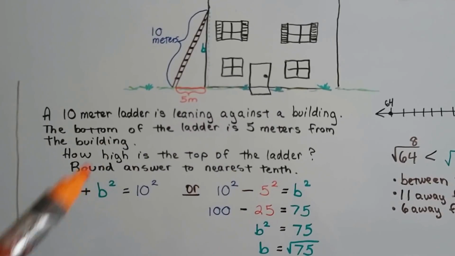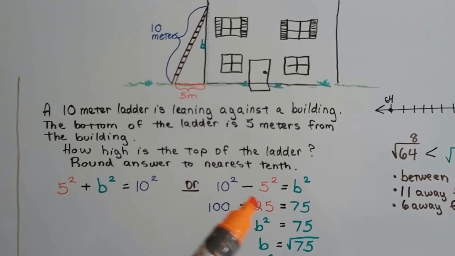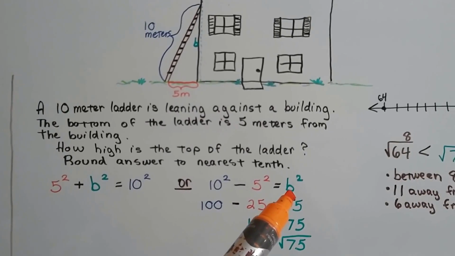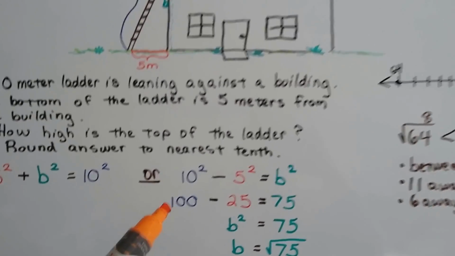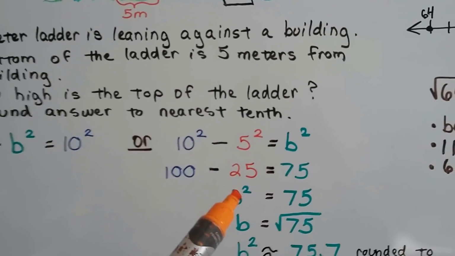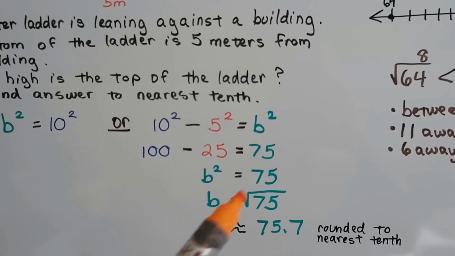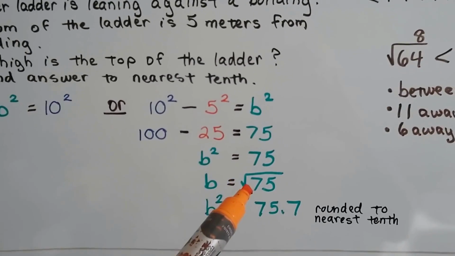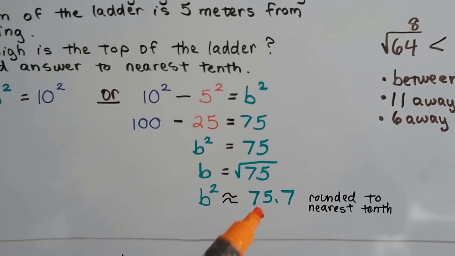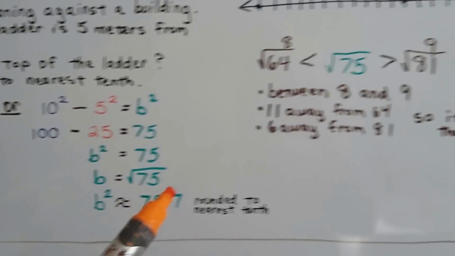We can flip this around and say 10 squared minus 5 squared equals b squared. And 10 squared is 100, 5 squared is 25, so that must be 75. So b squared equals 75. We take off the little 2 exponent, put the radical sign on the 75. What's the square root of 75?